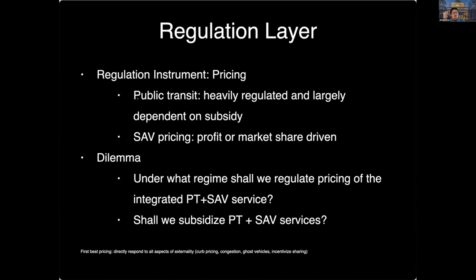In public transit, in most cities in the world, the pricing of the subway fare and the bus fare is heavily regulated. It requires a very nuanced political process to negotiate the price there. And most situations are largely dependent on subsidy. While in SAV pricing, the principle is profit orientation or market share orientation, depending on different stages of the corporation. So the dilemma is, if we are introducing this integrated public transit SAV service, under what regime should we even think about this pricing structure? Is it subject to public transit pricing or private pricing? Another one is, given that in most cities we subsidize public transit service, should we also subsidize this integrated service? So there's a lot of dilemma and debate that could go into this.